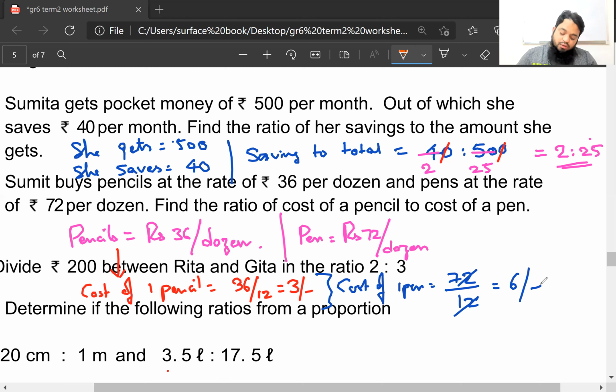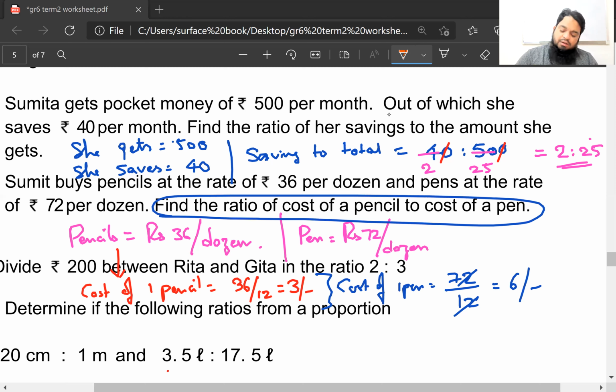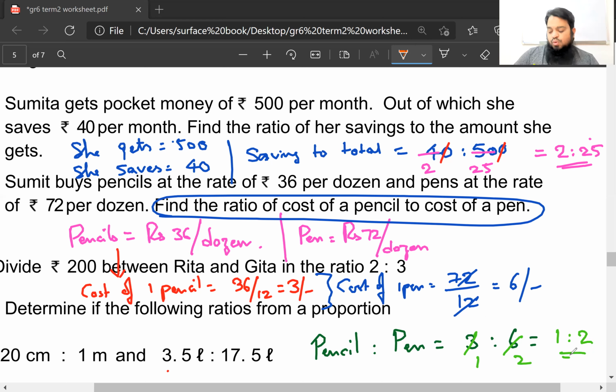Okay. Now what is asked? Find the ratio of the cost of pencil to pen. So you have to follow the same order. So pencil is to pen equals, what is the pencil? Pencil is 3 is to pen is 6. So you have a common factor. What is the common factor here? 3 ones are 3, 3 twos are 6. So the ratio will be 1 is to 2. Got it, my dear students? So if you want to copy, pause the video and then copy and do it on your own.